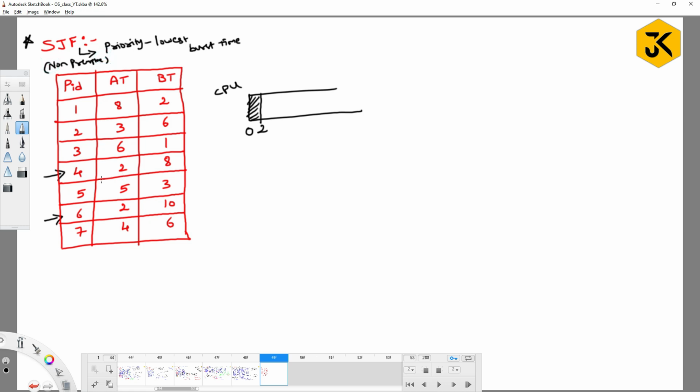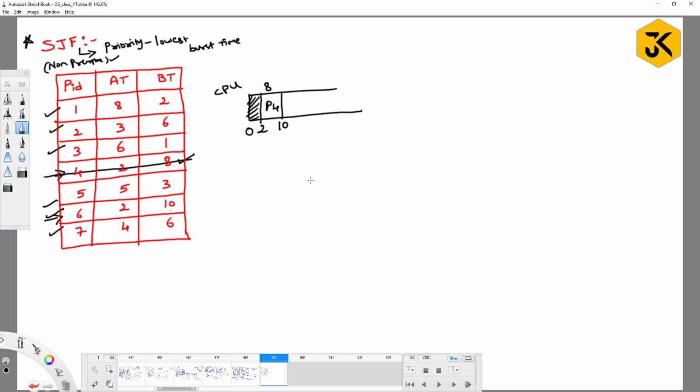here which will get the chance? P4 burst time is 8, P6 burst time is 10. We will give a chance to the lower burst time, right? So P4 will get the chance and execute for 8 units completely because it is non-preemptive, so it will be done by 10 units. By the completion of 10 units, all the processes are available: P1, P2, P3, P5, P6 and P7.